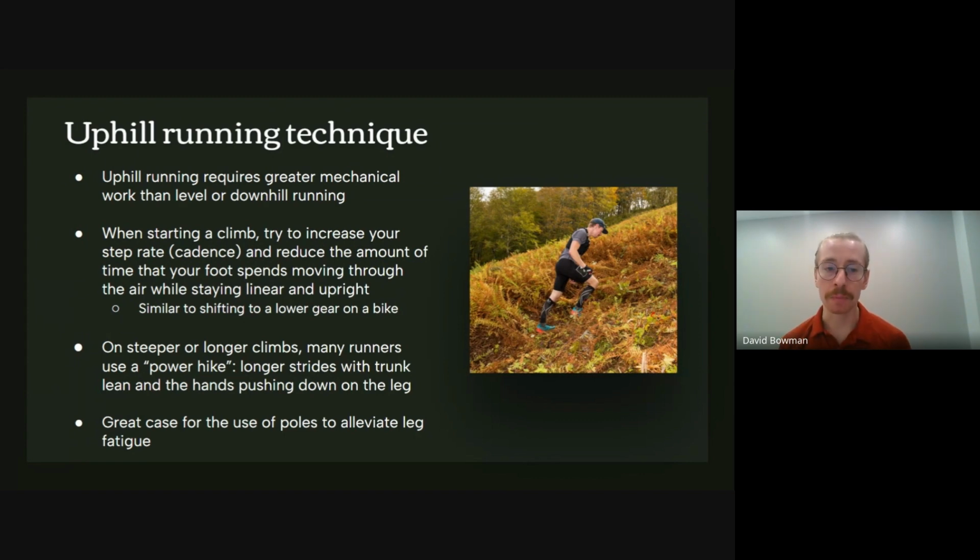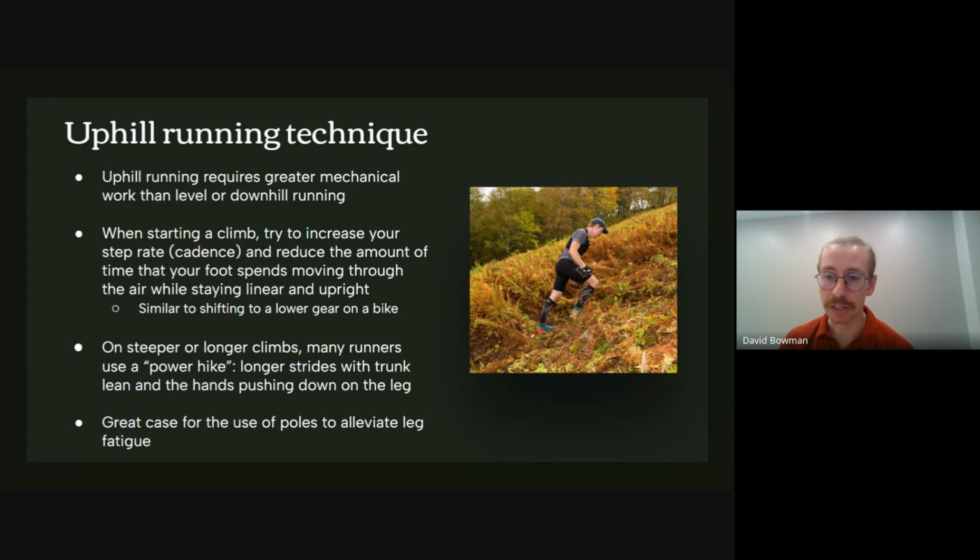What I like to have people think about when they're starting out on a climb is that we want to try and increase our step rate, or our cadence, which is our steps per minute, and try to reduce the amount of time that the foot spends moving through the air. So basically keeping the foot as close to the ground as possible to reduce the amount of energy you have to output, while keeping your trunk relatively linear and staying upright. And the analogy here is almost like you're downshifting gears on a bicycle. So you start going up a hill, you shift down, you're able to pedal quicker, but each pedal rotation does a little bit less work at turning the back wheel.